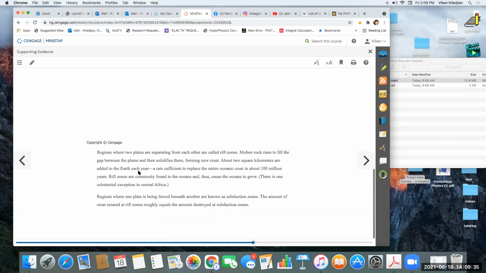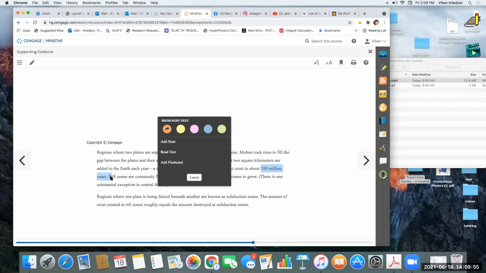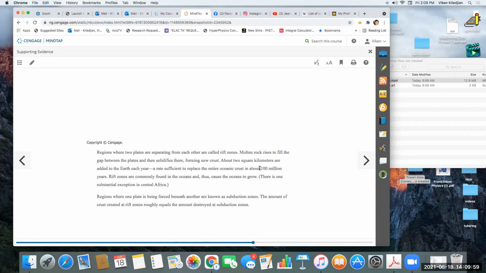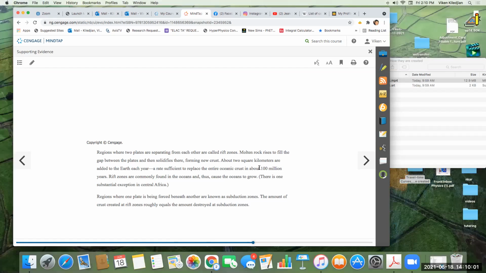Regions where two plates are separating are called rift zones. Molten rock rises to fill the gap and then solidifies. About 2 square kilometers are added to the Earth each year, a rate sufficient to replace the entire oceanic crust in about 100 million years. That means our Earth keeps replenishing its crust every 100 million years, right?